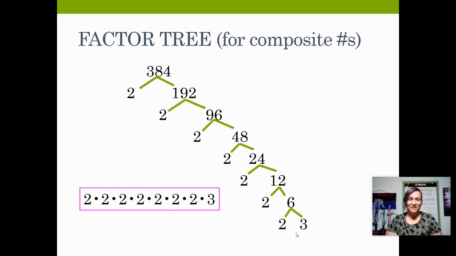Go ahead and check that on your calculator and make sure that 2 times 2 times 2 times 2 times 2 times 2 times 2 times 3 does equal 384. This again is called prime factorization. This is not all of the factors. This is the prime factorization.